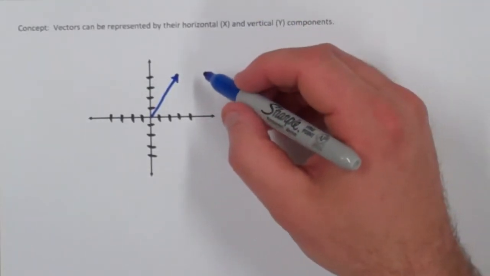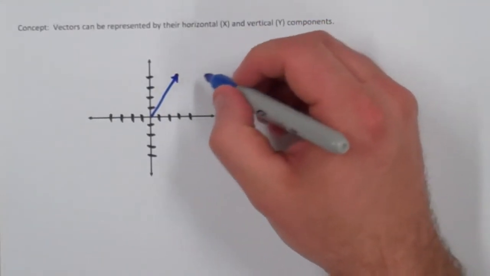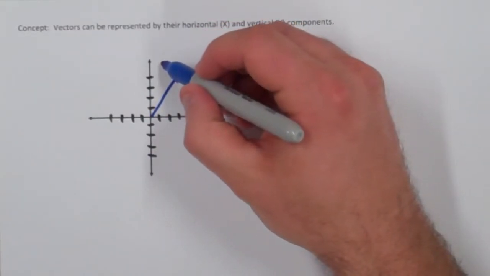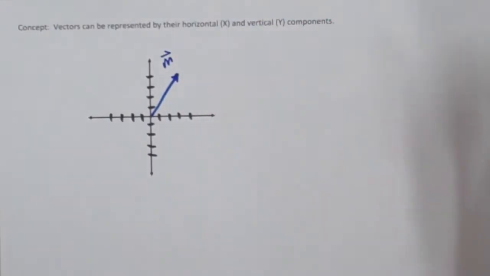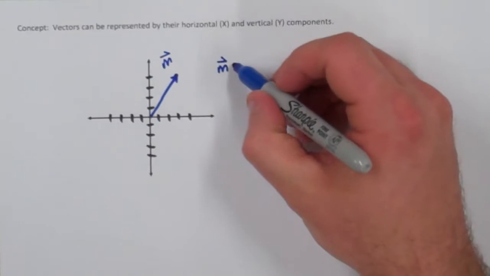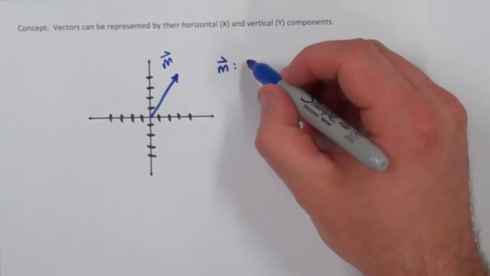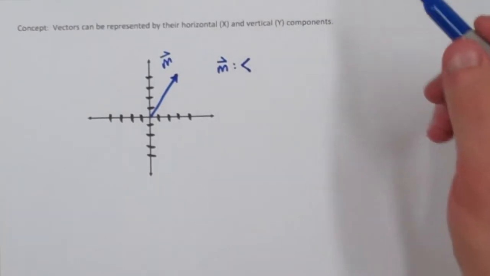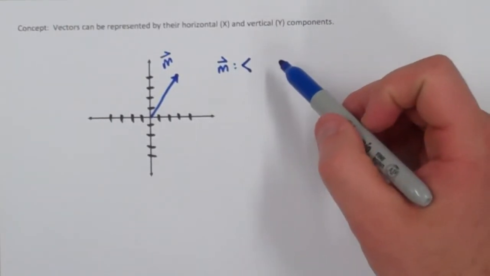We could also write this in vector notation, and we'll go with vector m here. We'll make that vector m. So vector m can also be written as a vector ordered pair, and when we write it as a vector ordered pair, we use these angled brackets here on the side.